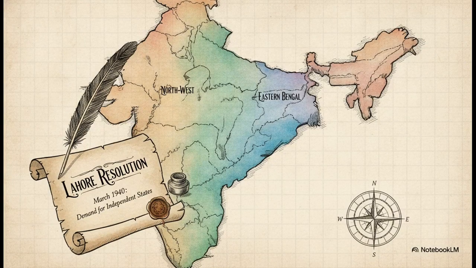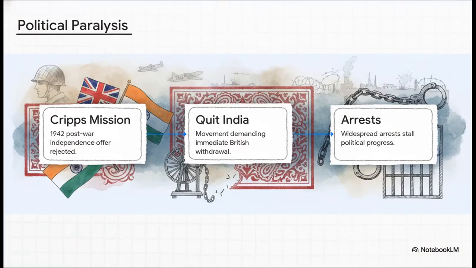Because of the heavy fallout from those 1937 elections, the Muslim League officially shifted its ultimate goal. They were no longer just seeking political rights within a united India. On March 23, 1940, they passed the Lahore Resolution. This was a game changer. It was the first official, formal political demand for entirely independent states in the Muslim-majority areas of the Northwest and the East. At this exact same time, World War II is absolutely raging, and the British desperately needed Indian support.